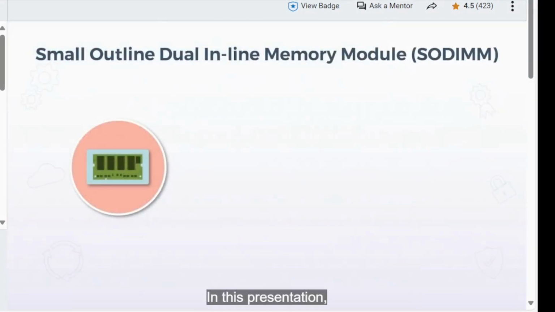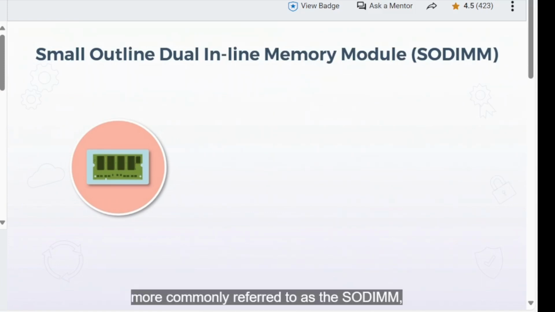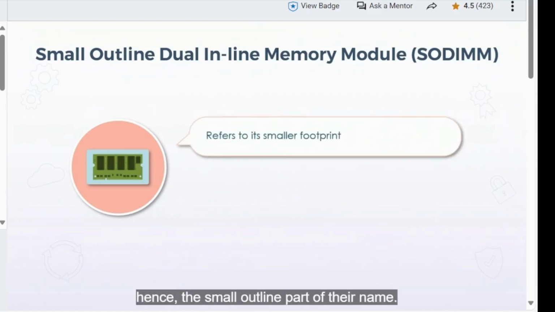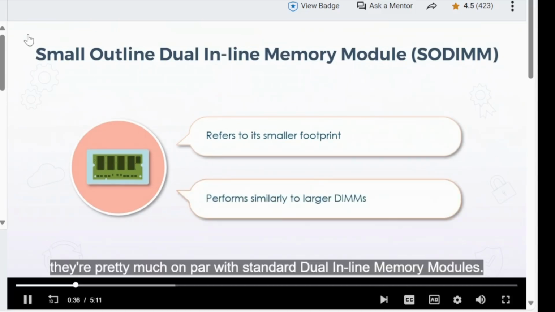In this presentation, we'll take a look at the small outline dual inline memory module, more commonly referred to as the SODIMM, which is the physical form factor for the memory chips commonly found in laptop computers, hence the small outline part of their name. They are generally about 40 to 50% smaller than their desktop counterparts due to the limited space in most laptops. But in terms of performance specifications, they're pretty much on par with standard dual inline memory modules.